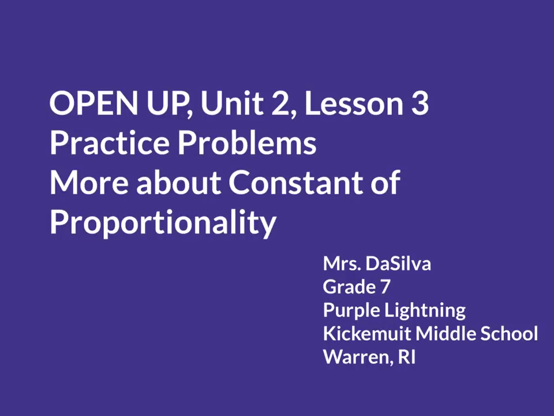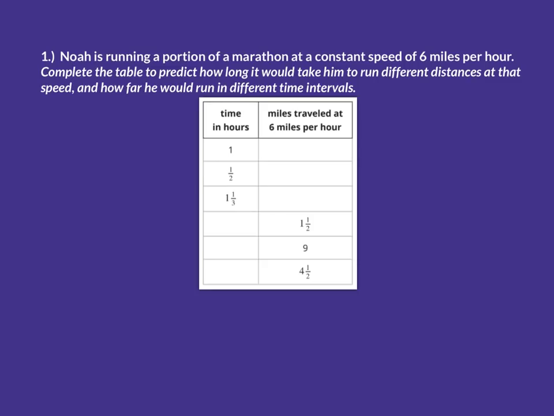So today we're going to be going through the practice problems for Open Up Unit 2, Lesson 3. So the very first thing that we're doing here, we know Noah is running part of a marathon, and he's going at a constant speed of 6 miles per hour. And of course we're going to be completing the table to figure out how far or how long it's going to take him to go to each of these intervals.